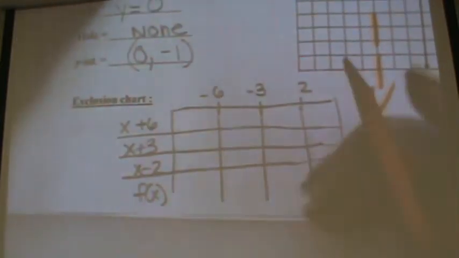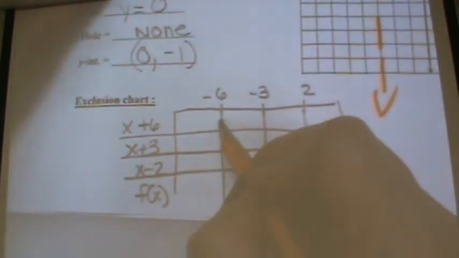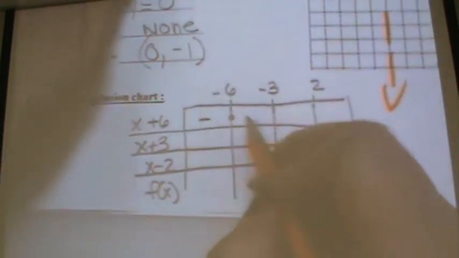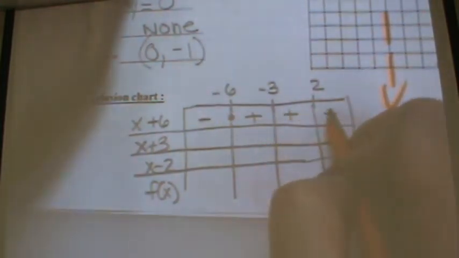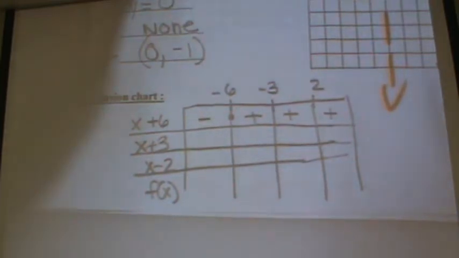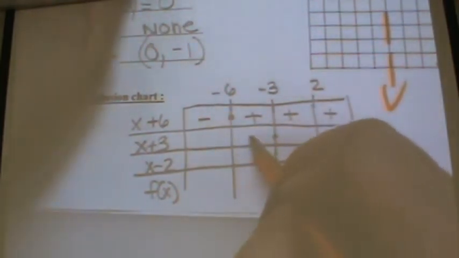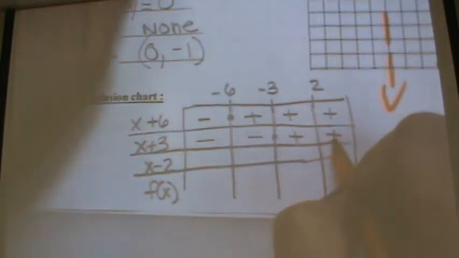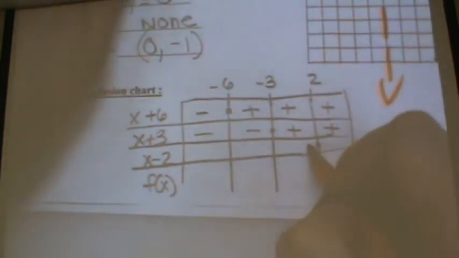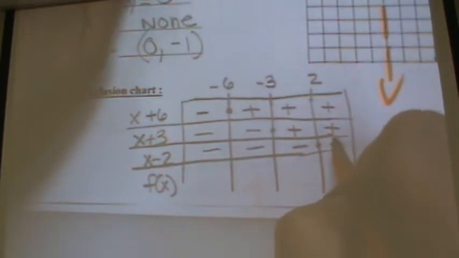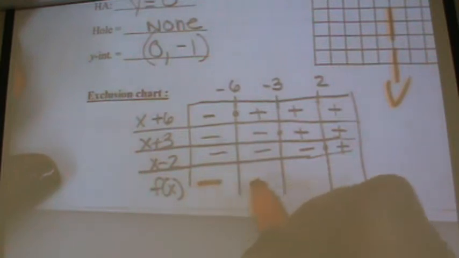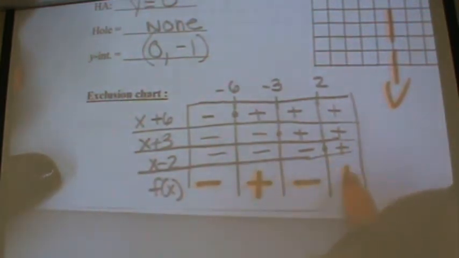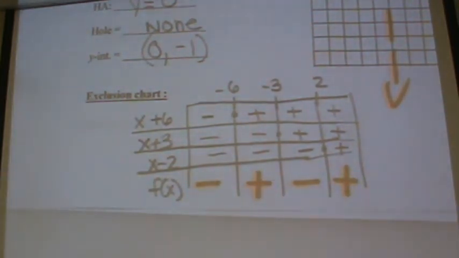So tell me, what do I do? Here's your 0, you're gonna have a negative here, and these are positives. At -3 right here, you have negative, negative, positive, positive. Here, negative, negative, negative, positive. So the grand finale is negative, positive, negative, positive. So we want to be negative, then positive, then negative, and then positive.